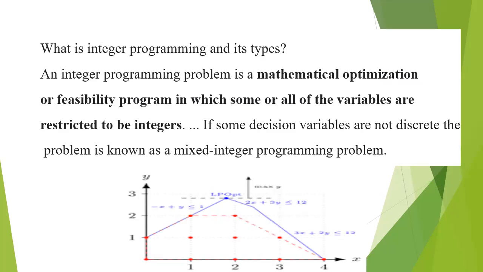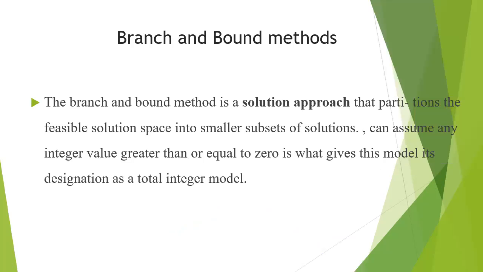What is integer programming and its types? An integer programming problem is a mathematical optimization or feasibility program in which some or all of the variables are restricted to be integers. If some decision variables are not discrete, the problem is known as a mixed integer programming problem. And here in the diagram, it is clearly shown what is meant by integer programming.